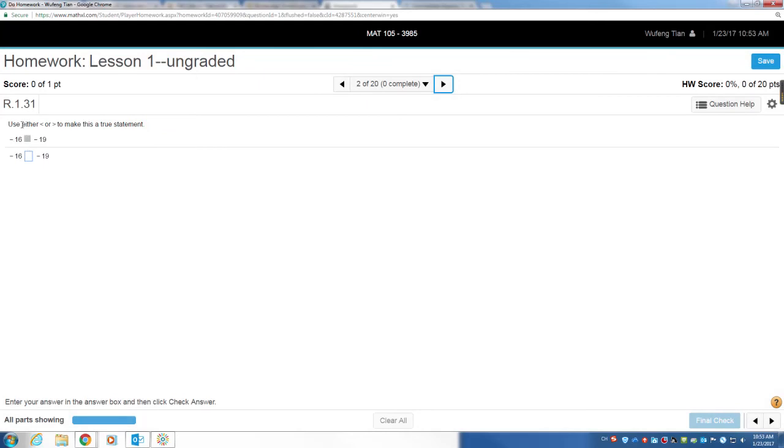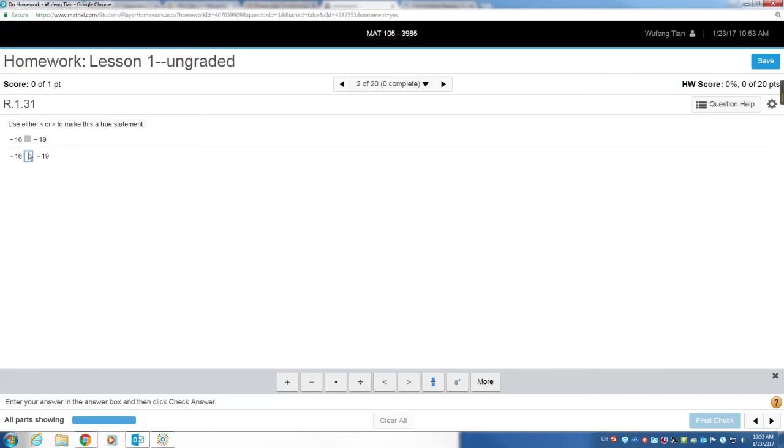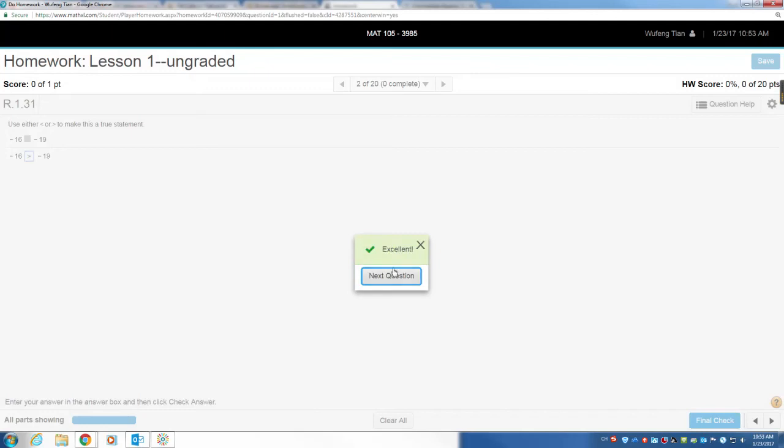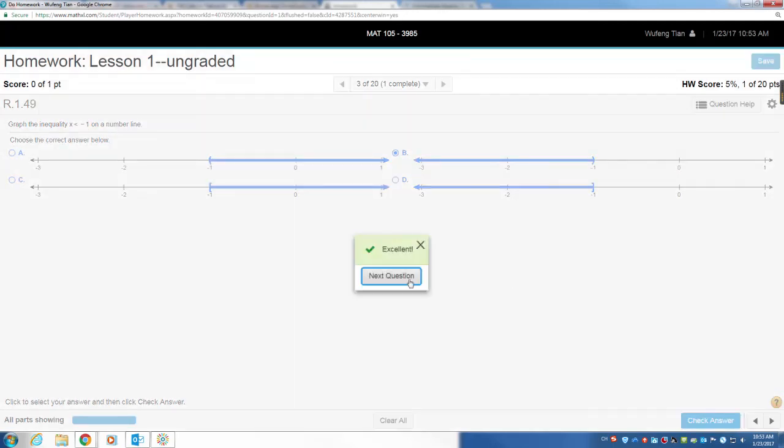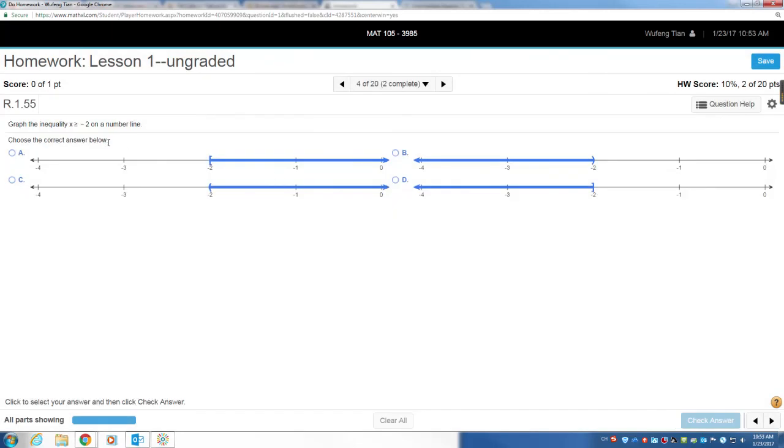This, for example: use either less than or bigger than to make this a true statement. Negative 16 is bigger than negative 19. Final check. Next question. X less than negative 1. Negative 1 is this one. This is bigger than. Left is less than. So choose B. It's less than. If it's brackets, it's less than or equal. The parenthesis means only less than, not including negative 1. Negative 1 is not contained, so it's just this one. They don't have brackets or parentheses. Next question. So it should be pretty simple.